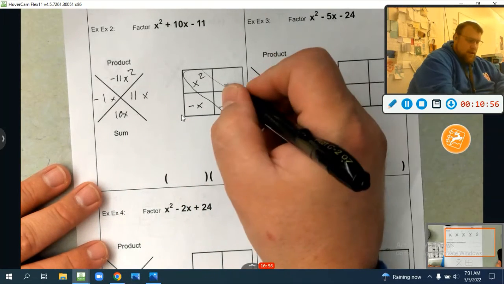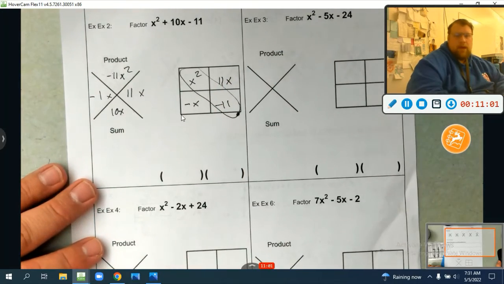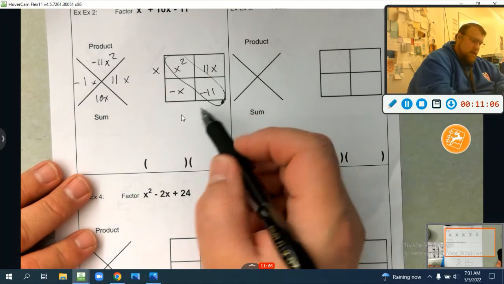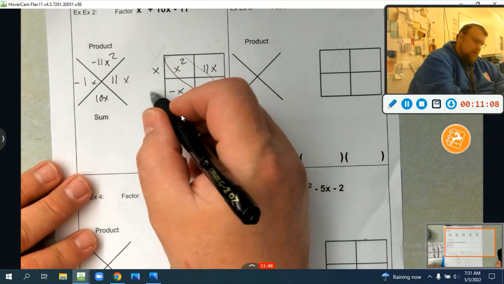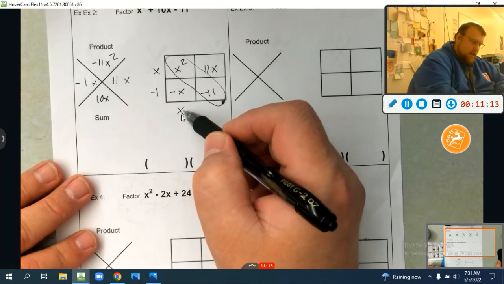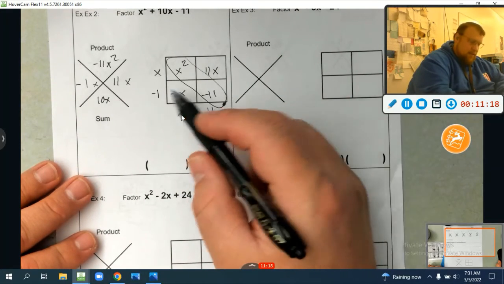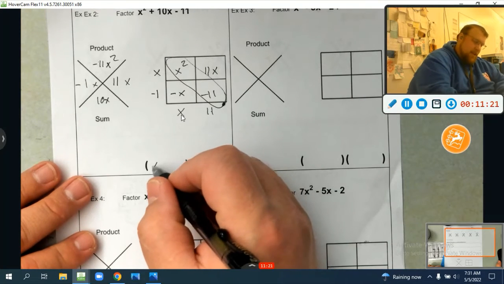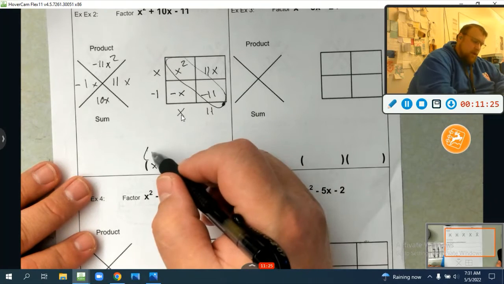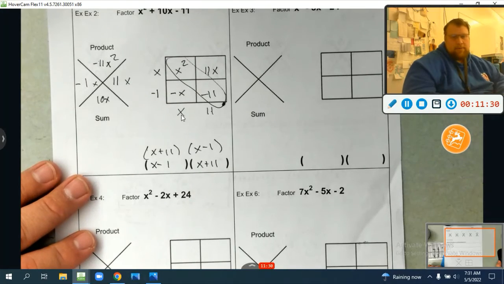So let's do this. Negative x, and I'm going to put my 11x right up here. And watch what happens. What can I pull out of x squared and 11x? An x. How about negative x and negative 11? I can pull a negative 1 out. Now, what times x is x squared? x. x times negative 1 is negative x. What times x is 11x? 11. And 11 times negative 1 is negative 11. So my answer is x minus 1 and x plus 11. And no, this order doesn't matter. If you wrote it down as x plus 11 times x minus 1, that doesn't matter. Okay?